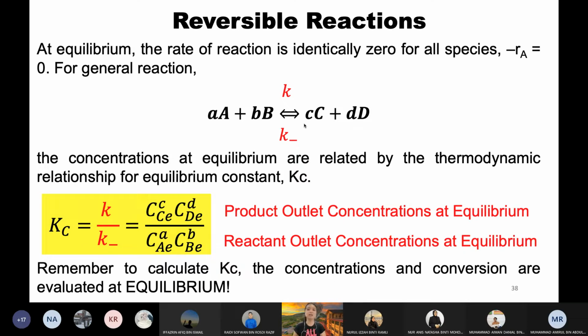So dia adalah Kc sama dengan kepekatan C at equilibrium, power stoichiometric coefficient C dalam the chemical equation, multiply with concentration of D at equilibrium, power D stoichiometric coefficient. So why C and D ke atas? Sebab in this reaction C and D is the product. So equilibrium constant tu mesti kira yang forward bahagi dengan yang backward. So yang backward tu jadi concentration of A, concentration of B at equilibrium, power stoichiometric coefficient dia A and B. So when you do this, you will get actually your Kc.